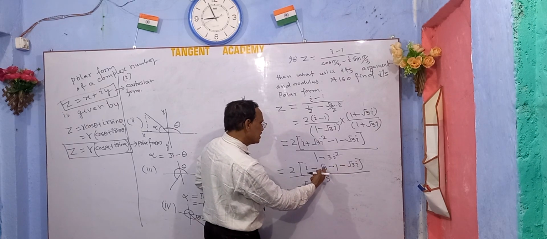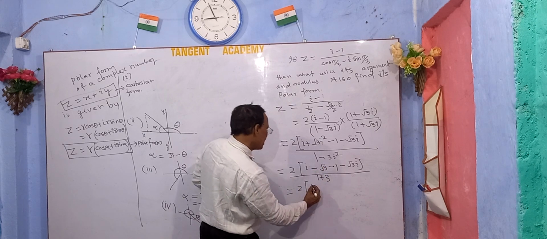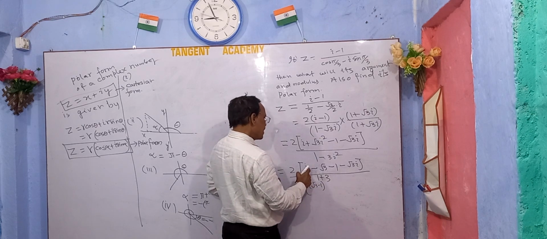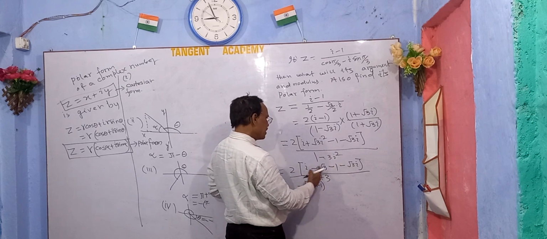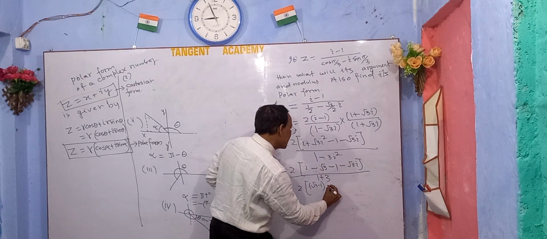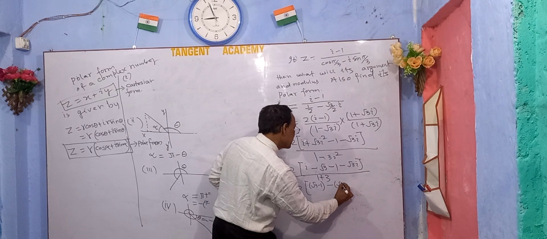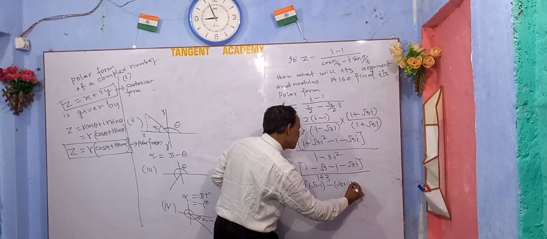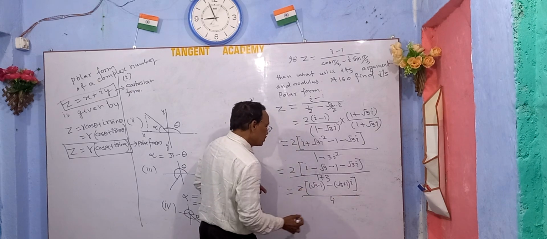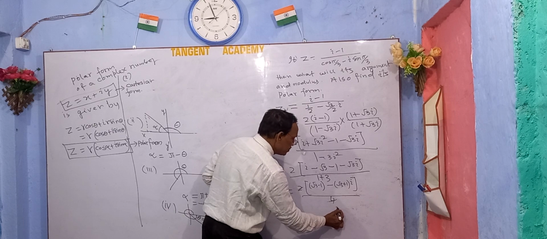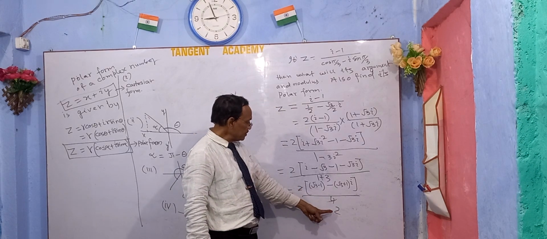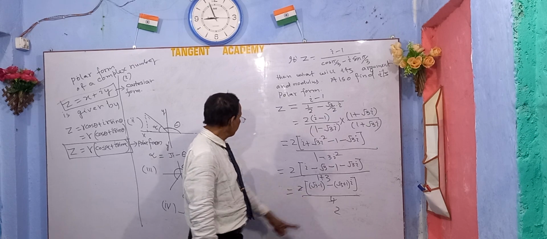Let us take this result, root 3 minus 1, and i can be taken common in both of these two terms. So we can write minus root 3 plus i divided by 4. 2 times 2 is 4, so in the denominator it is left with 2.